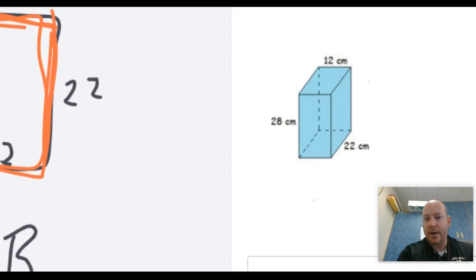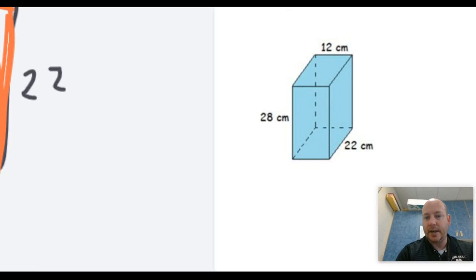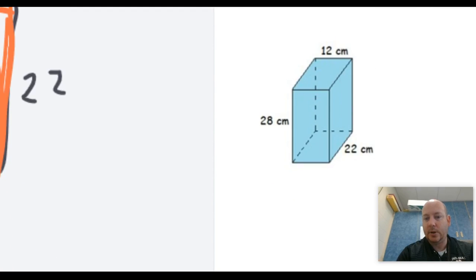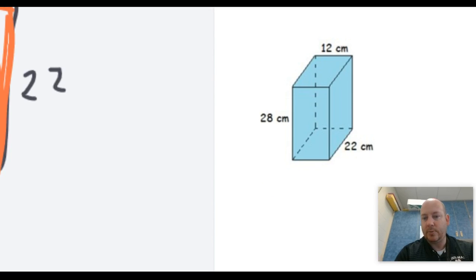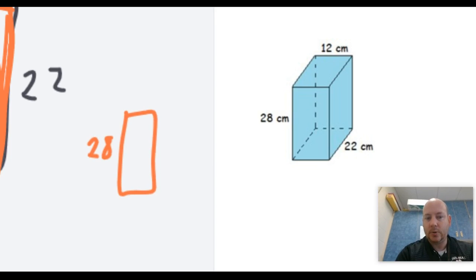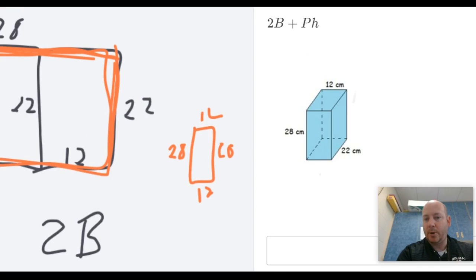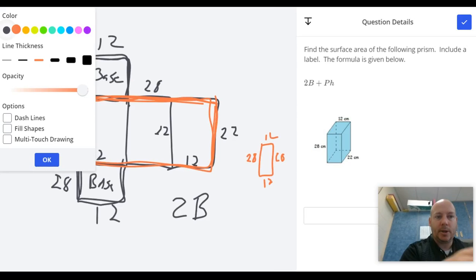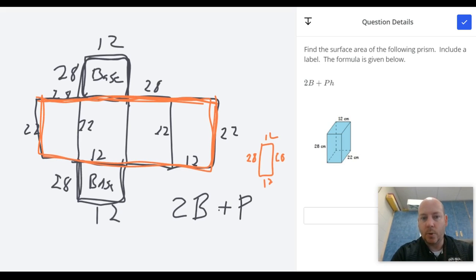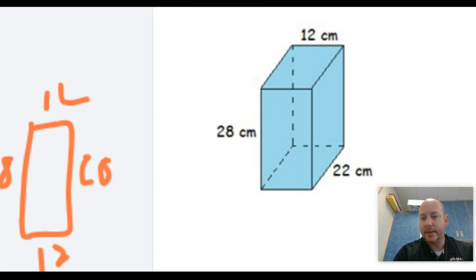If we look at that, it goes 28, 12, 28, 12. And I'm using this front side as my base. It's just the perimeter of that front face: 28, 12, 28, 12 as you go around the outside. So that is just the perimeter of the base. In our formula, we're going to use capital P to stand for that. And then we're taking that times 22. So 22 is the distance between the 2 bases.